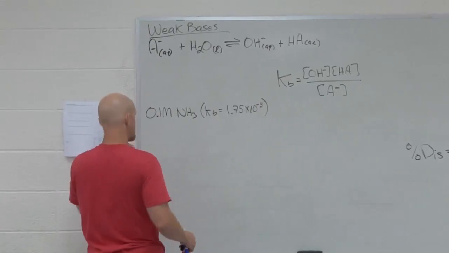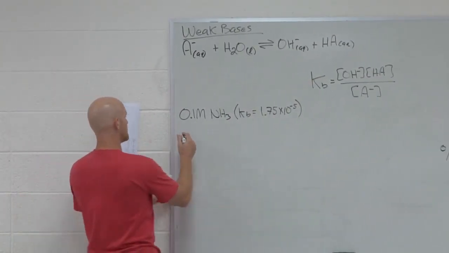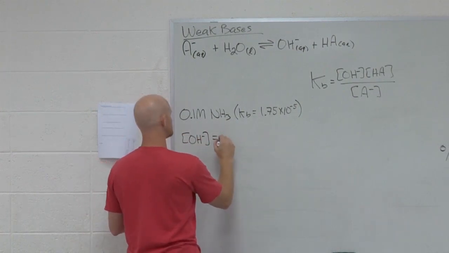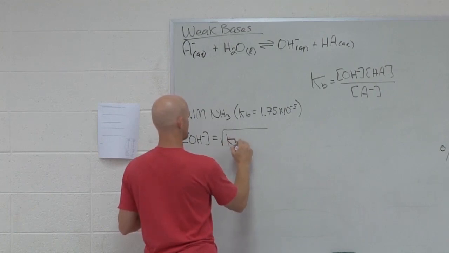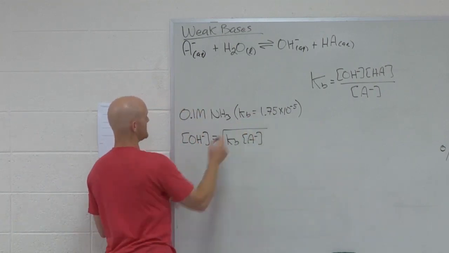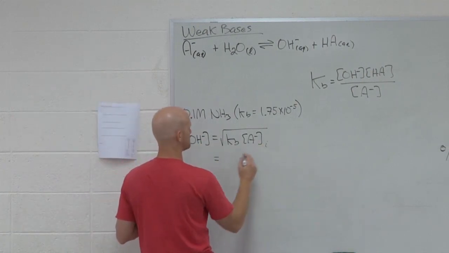Okay, so to get my pH here, we're definitely going to use this lovely shortcut. Your hydroxide concentration is equal to the square root of Kb times the original base concentration. In this case, the Kb is given, and the original base concentration is given, and it's plug and chug.